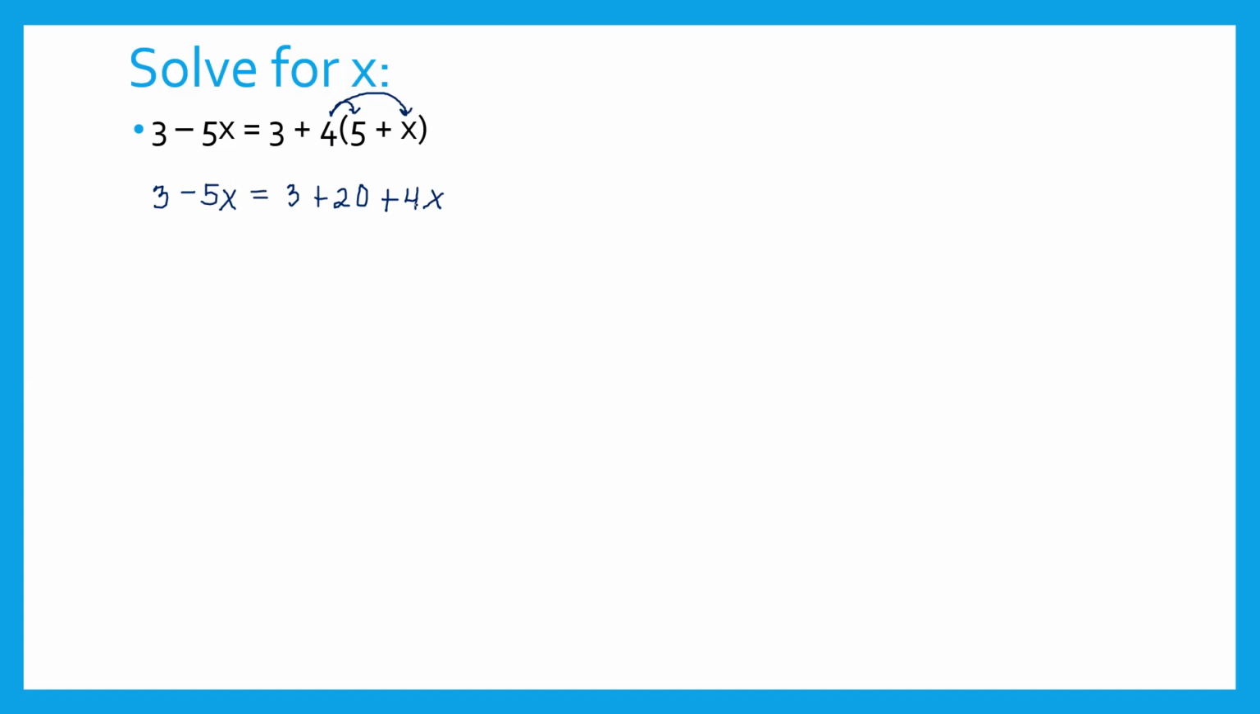Now, if I look at my steps to solving an equation, the next step is to combine like terms. And so over here on the left, 3 and negative 5x are not like terms. One's a variable, one's a constant. However, on the right-hand side, the number 3 and the number 20 are both constants. And it's going to be easier to work with this equation if I just do the math for those. So I'm not doing the opposite. I'm literally just cleaning up by doing the little bit of math that I can. So this would be 23 plus 4x.